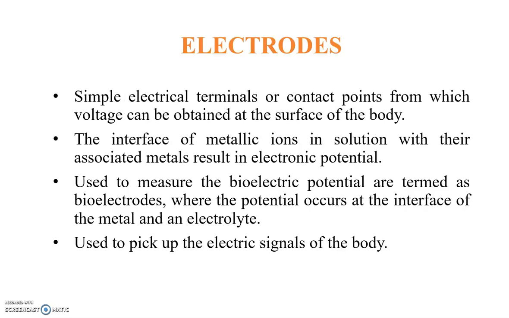Next, definition of electrodes. It is a simple electrical terminal or contact point from which voltage can be obtained at the surface of the body. That is, it is a device which converts ionic potentials to electronic potentials. The interface of metallic ions in solution with their associated metals results in electronic potentials. The electrodes used to measure bioelectric potentials are termed bioelectrodes, where the potentials occur at the interface of the metals and an electrolyte. The electrodes are used to pick up the electrical signals of the body.